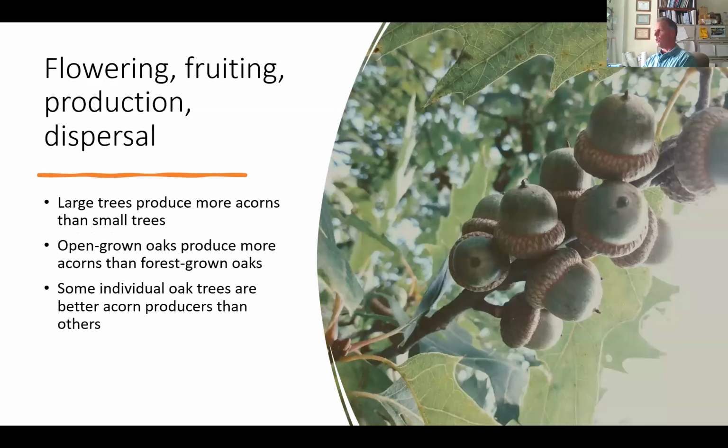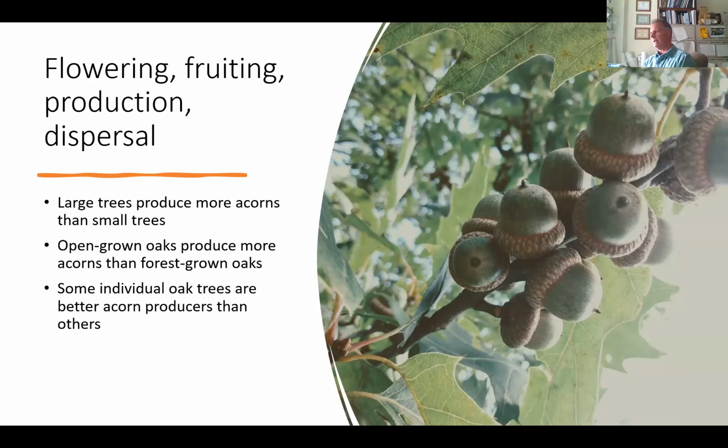A couple of facts to know about acorn production in trees, and these are all things that we have some ability to affect as managers. In general, large oaks will produce more acorns than small oak trees. So tree size matters, and it's going to have an impact on your acorn production. Open grown oaks will produce more acorns than forest grown oaks. We know that when oak trees are grown in the open, they develop the widest crowns possible, and we have more crown volume and crown area for producing acorns.